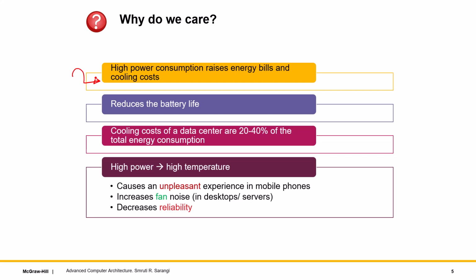Insofar as mobile devices are concerned, you just heard about my experience where the battery in my wireless microphone ran out. High power leads to high temperature, and high temperature is a problem. We all know what a hot mobile phone screen feels like, and how disconcerting it is when the fan starts rotating at a high speed in your desktops and servers. And the higher the temperature, the lower the reliability. In fact, the reliability decreases exponentially with an increase in the temperature.